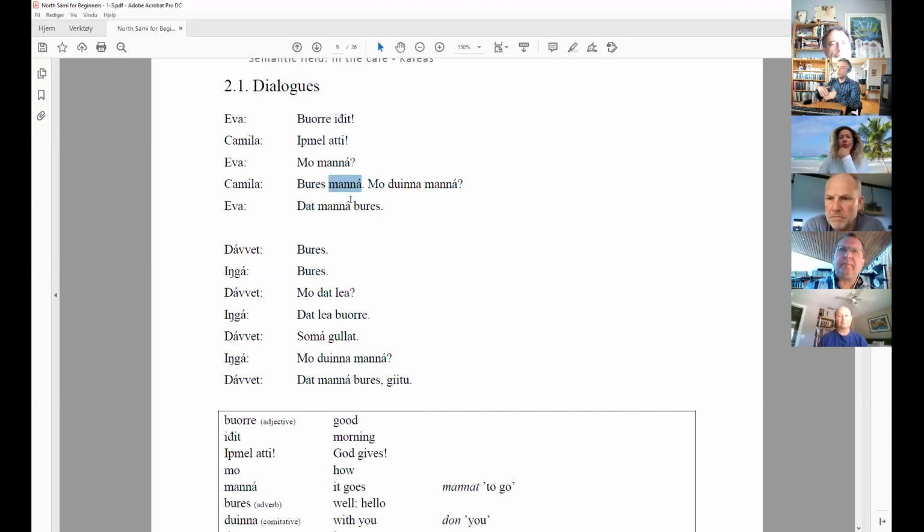But if it works fine, if I jump well, I say Nuiken puures, for example. And then I said, Mot tuina manna. How with you it goes. And you say, the manna puures. Thank you. It goes fine.